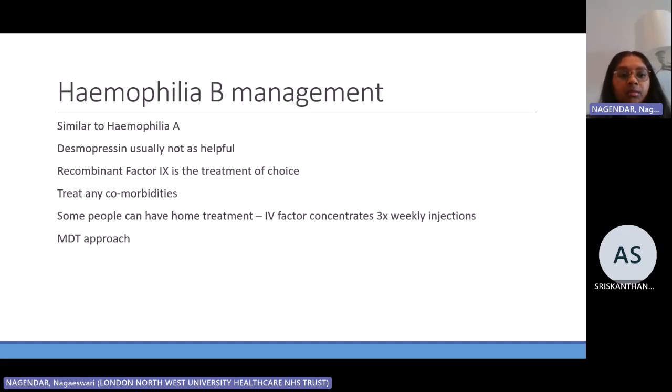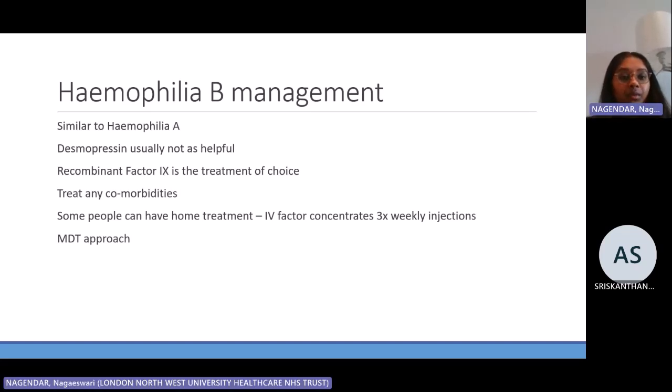You also want to treat any comorbidities. Like I explained, there's a high chance of having orthopaedic complications in this disease. So you want to think about having combined clinics with orthopaedic surgeons, dental surgeons, hepatology, pediatricians, geneticists. You need physiotherapy for these people who develop chronic arthropathy. It helps preserve the muscle and joint function in these patients. And again, we're talking about an MDT approach.